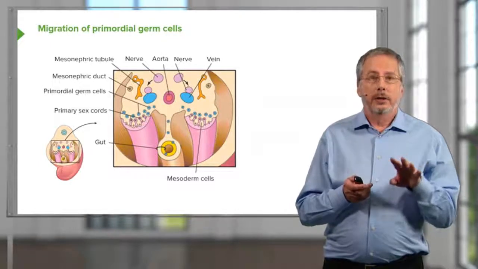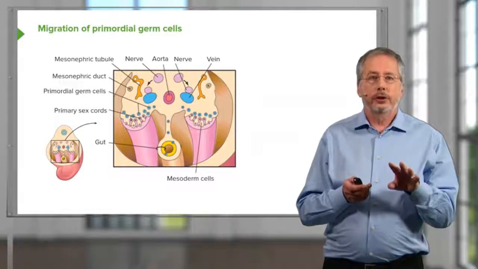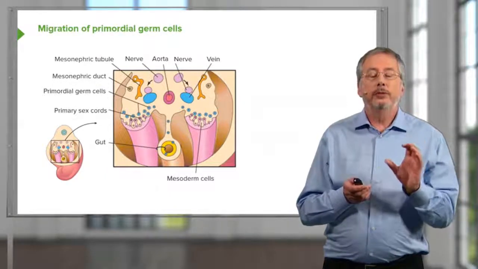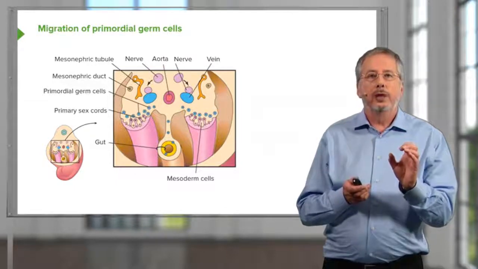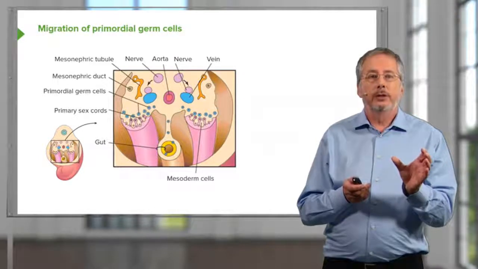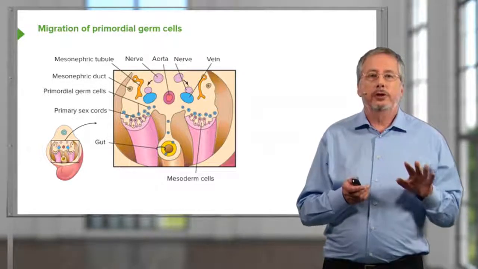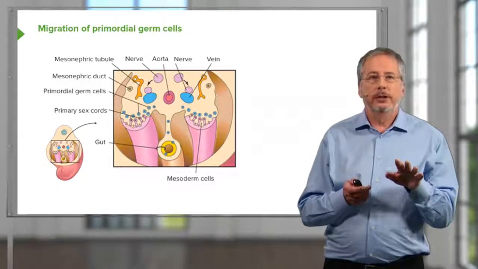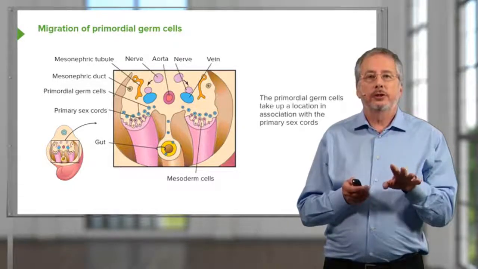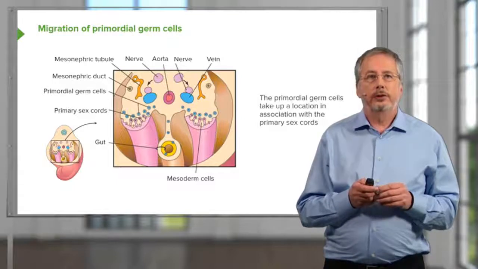Now, of course, the gonadal ridge is a mesodermal structure, so the coelom is covered in what's called a mesothelium. It's not a true epithelium. It's merely a condensed form of mesoderm on the outside. But nonetheless, the cords are still growing into the underlying mesoderm. And the primordial germ cells will take up associations with those primary sex cords.